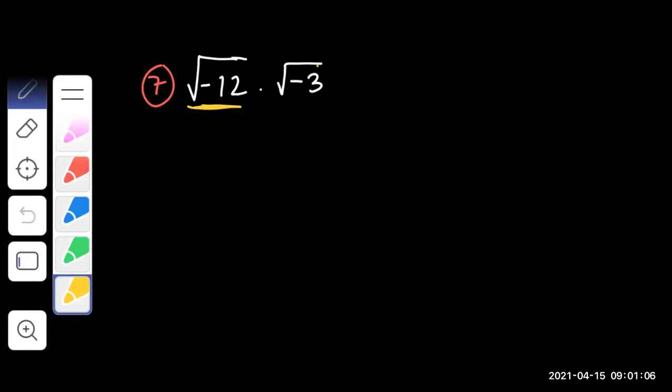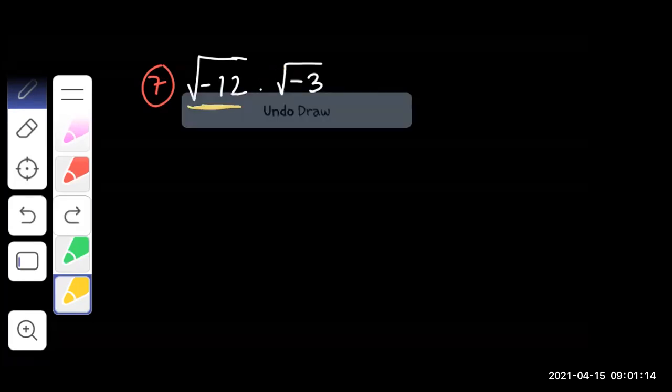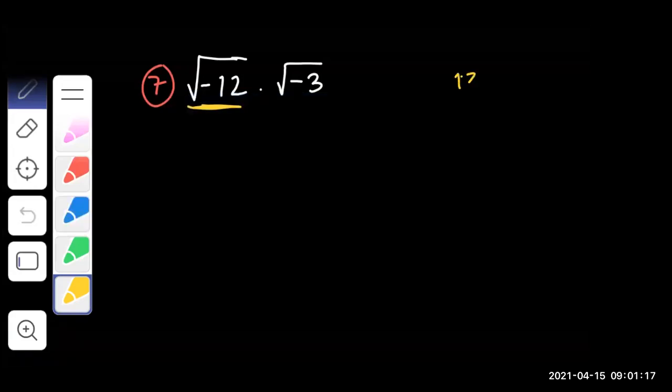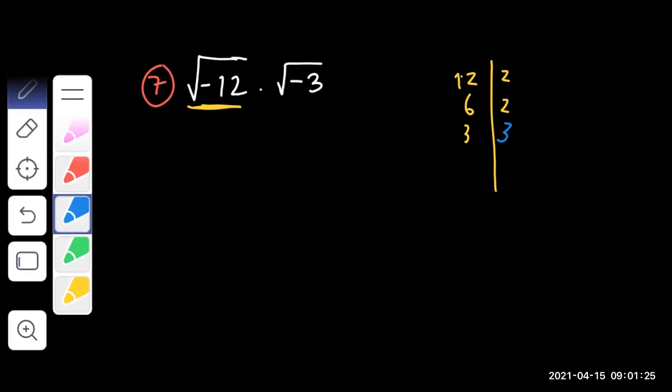Okay, work separately. We're going to take this and forget about the other one. Solve that one separately. What is the square root of negative 12? Let's break down 12. Half of 12 is 6, half of 6 is 3, and the third part of 3 is 1. We're going to make groups of 2, and 2, 2 is 2 squared.